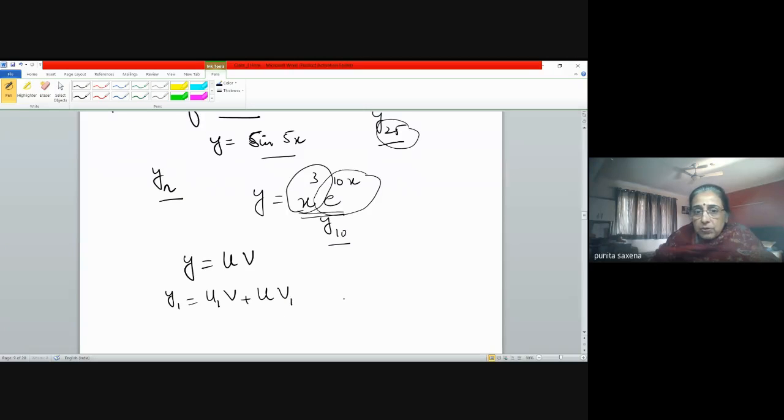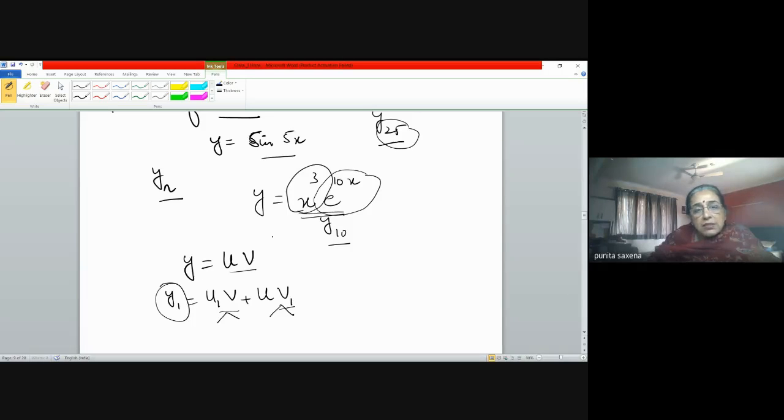This is the product rule. But what I observe is that the moment I write the first order derivative, the terms increase. If I have to differentiate it again, instead of one term I'll have two more terms, and so on and so forth.